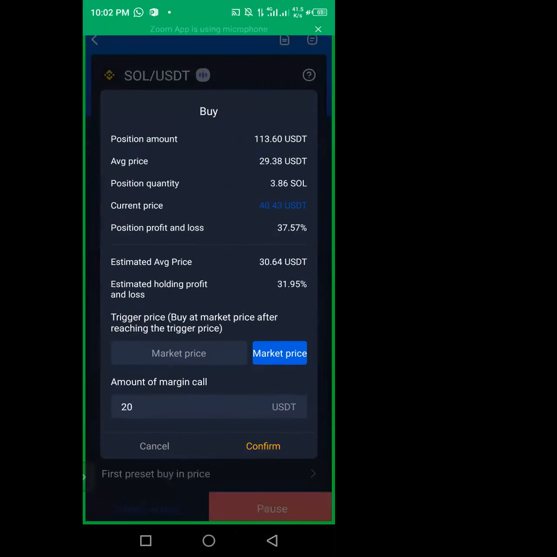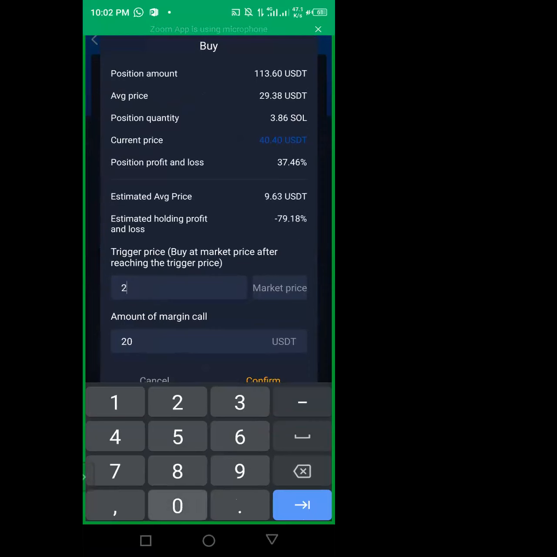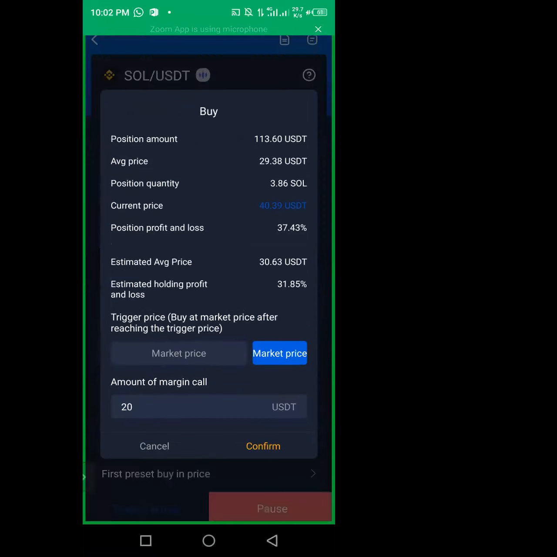Please, some people will now come to this market price and put the USDT amount they want. Please, you don't put an amount here. Click on market price and put. They will now click confirm.